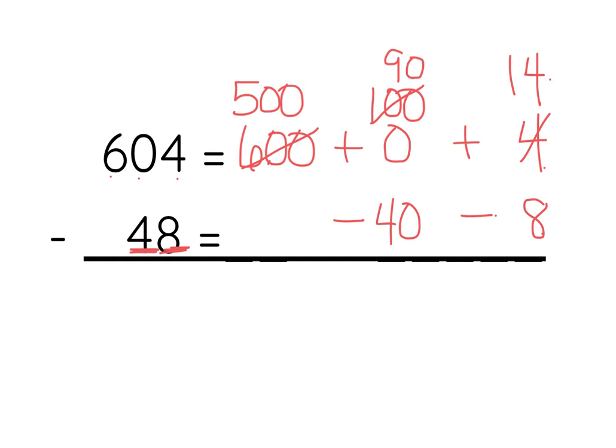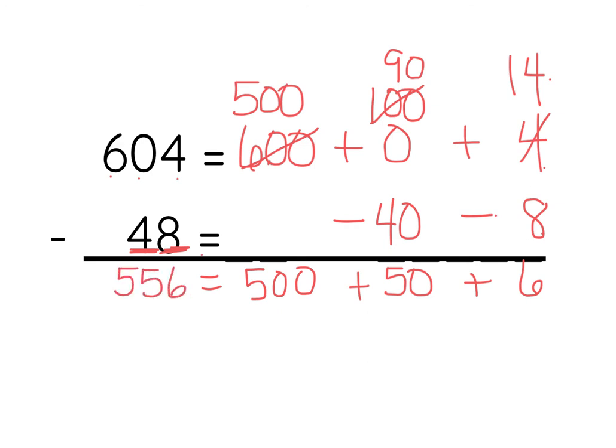I now have my larger values on top, and I can subtract. 500, 90 minus 40 is 50, 14 minus 8 is 6. So 500 plus 50 plus 6. I really do love expanded form because it just helps me to see my values a whole lot better.